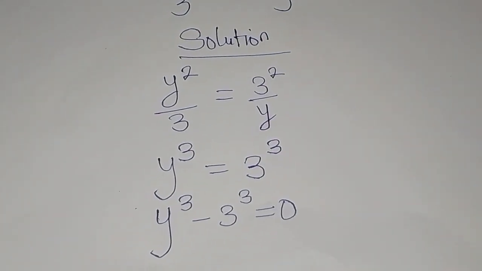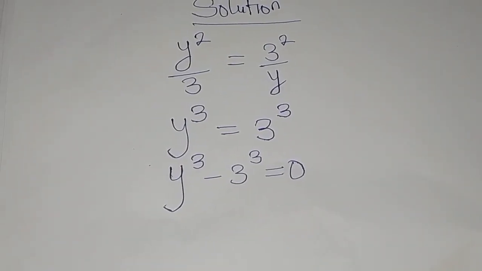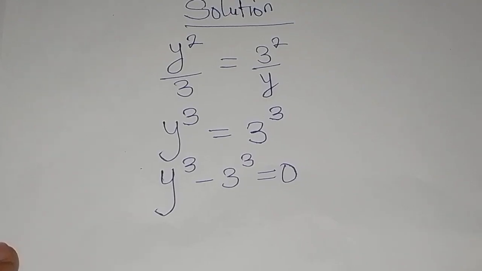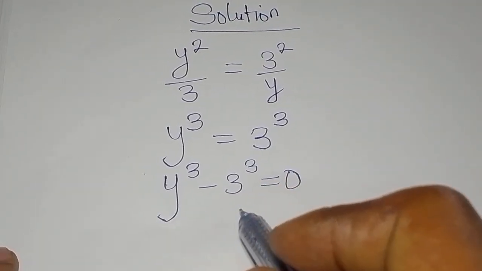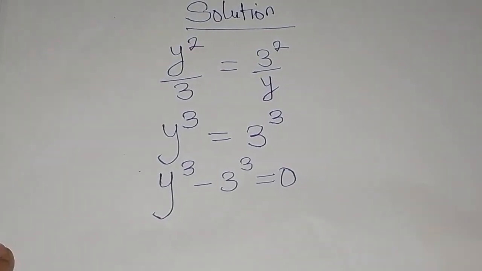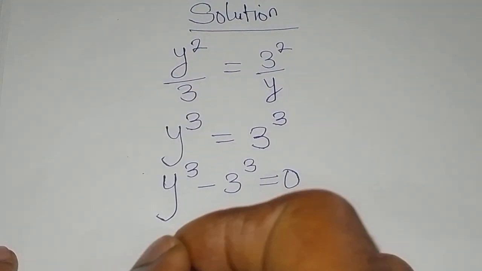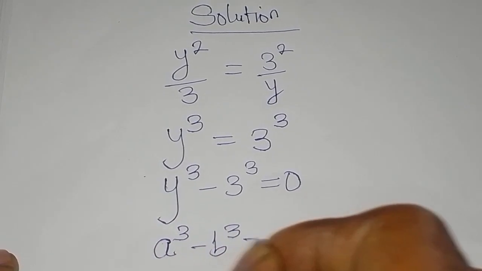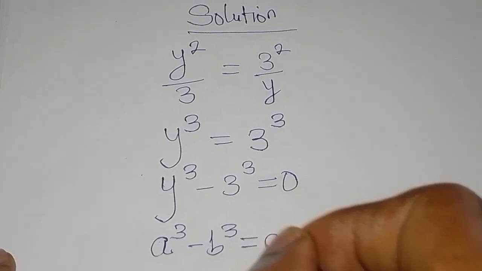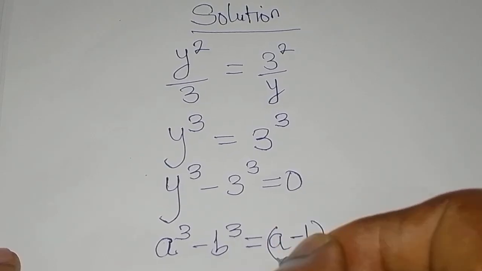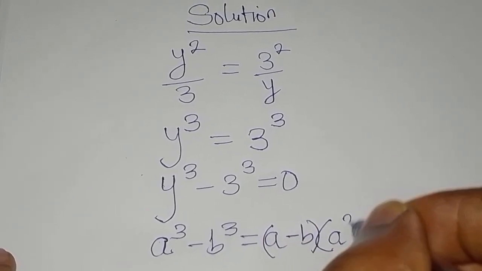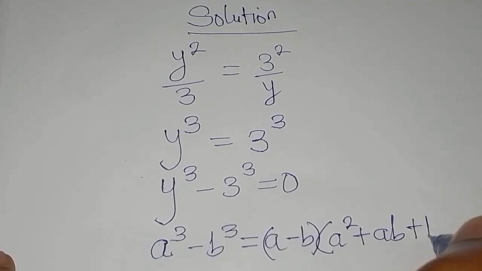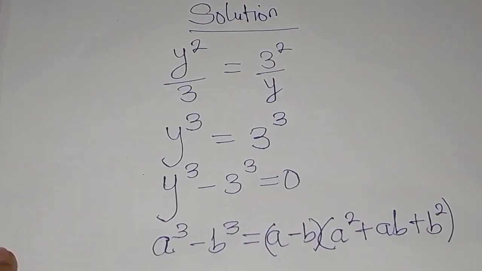To get the three solutions, bring the 3 cubed to the left hand side. So if we do that, this is what we are going to have. And do you know that this is one of the identities in mathematics? An identity, because if we see this, we know what to do already. So remember that if you have a cubed minus b cubed, difference of two cubes, right? It is equal to a minus b multiplied by a squared plus ab plus b squared. This is what you have.